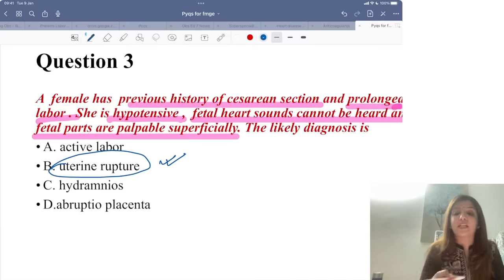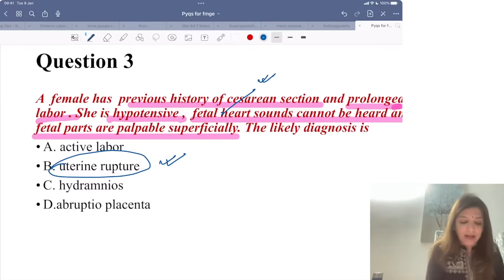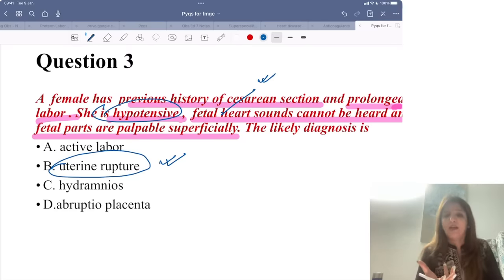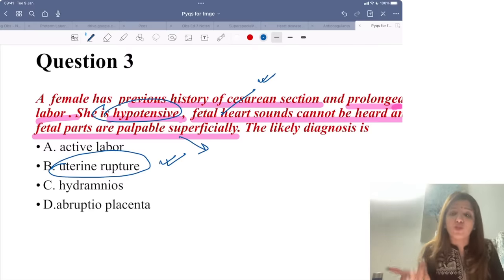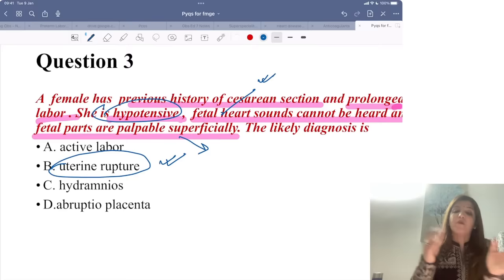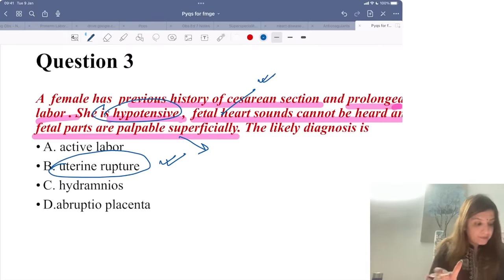Hydroamnios का मतलब है excessive amniotic fluid. जब excessive amniotic fluid है, तो fetal heart sounds नहीं सुनाई देंगे, agreed. लेकिन polyhydramnios के केस में patient hypotensive क्यों होगी? Right? Why is she going into shock? Number one. Why are they saying fetal parts are felt superficially? Right? Hydramnios का मतलब है कि आप fetal parts feel ही नहीं कर पाओगे. Superficially तो दूर की बात. Clear to all of you? Yes?